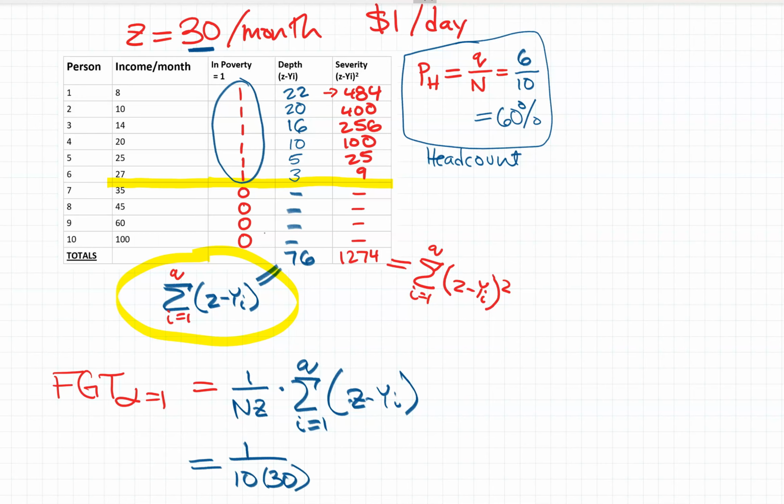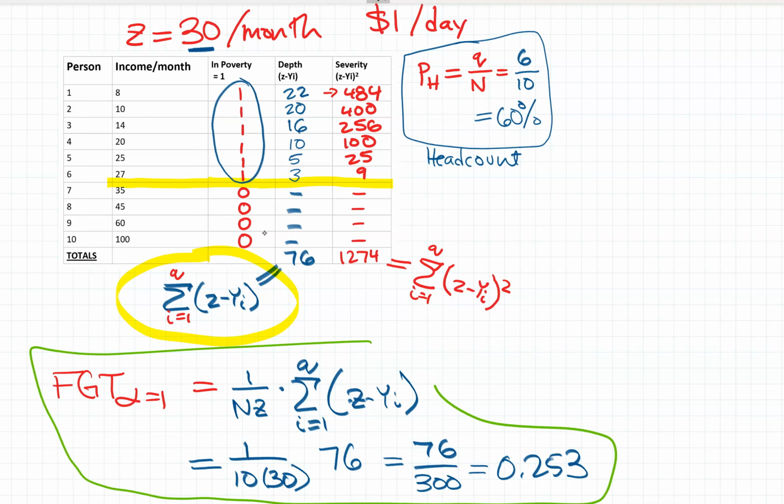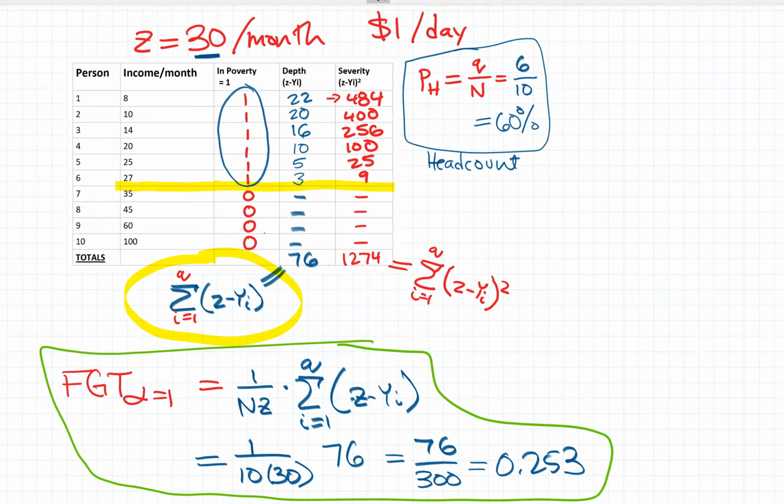So we're going to get 1, and the population is 10, and the poverty line, sorry, is 30, and then this other number is 76. So yeah, we're just going to get 76 over 300, and so that is going to give us 0.253. Okay, so that is our average depth. And so that gives us kind of our average depth idea.